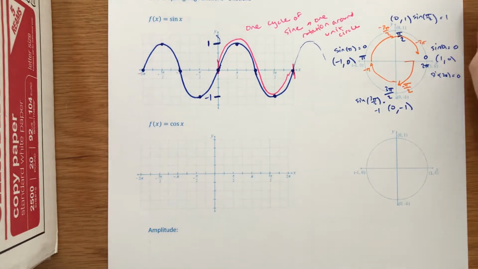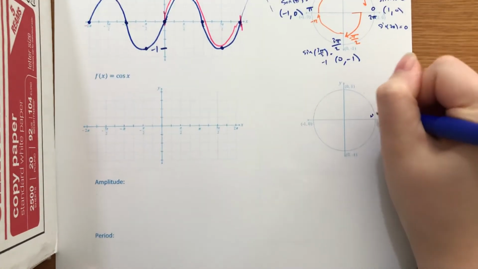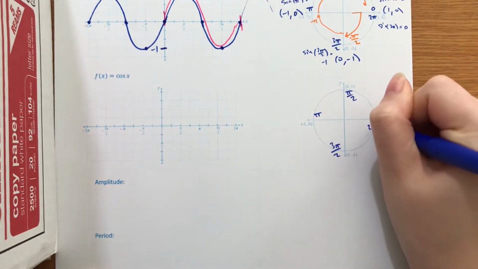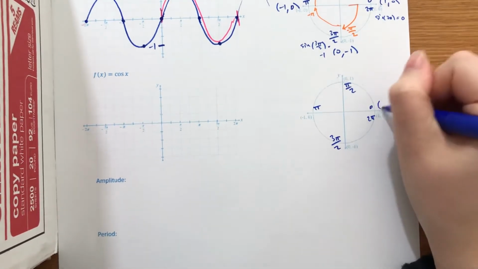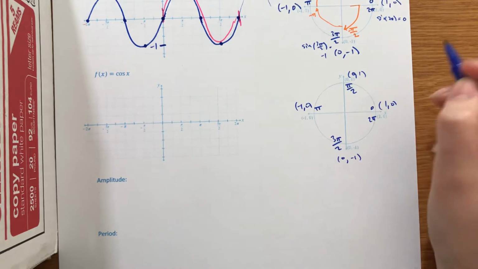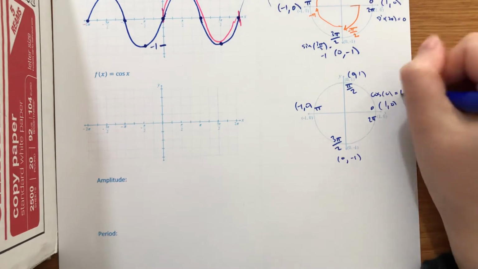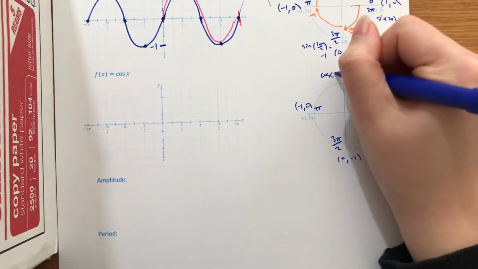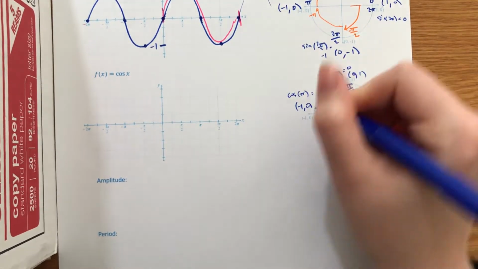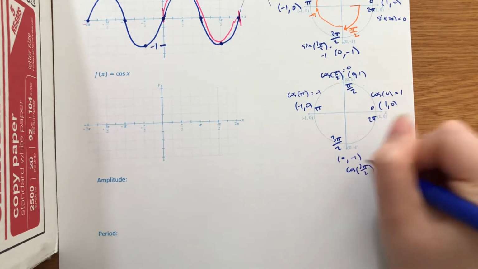So cosine is similar, except now instead of looking at the sine values, you're looking at the cosine values. So you're looking at the x's. So, this is 0, pi over 2, pi, 3 pi over 2, and 2 pi. And so we've got 1, 0, 0, 1, negative 1, 0, and 0, negative 1. So now we're looking at the x values. So cosine of 0, the x value is 1. Cosine of pi over 2, the x value is 0. Cosine of pi, the x value is negative 1. And then cosine of 3 pi over 2 is 0.